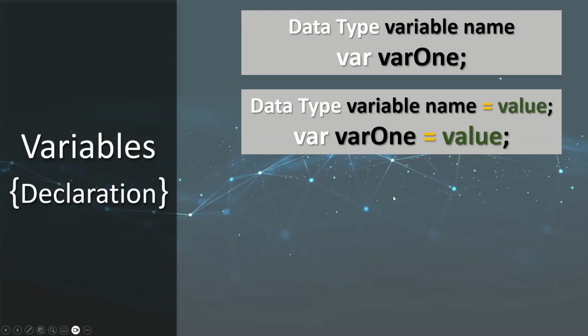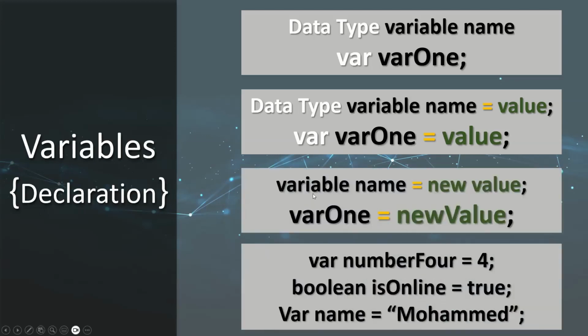Now we declared the variable and gave it a value. What if during the application running I would like to reassign this variable another value depending on some kind of calculation? That we call reassignment. From here, variable name equal new value. Also var1 equal new value.